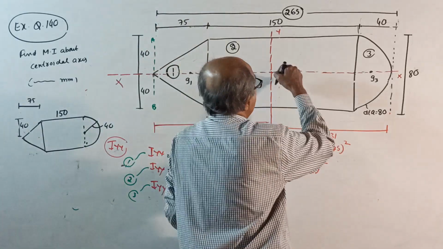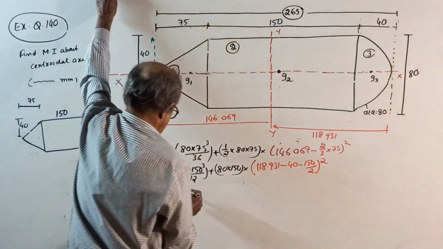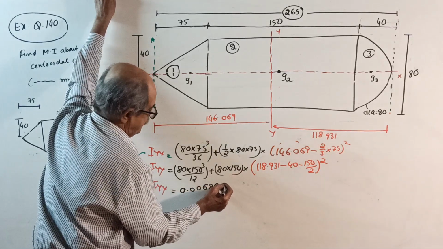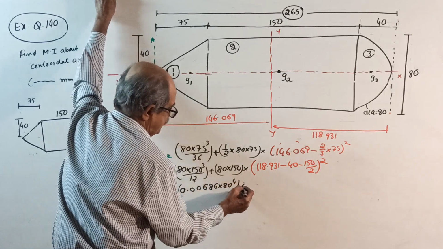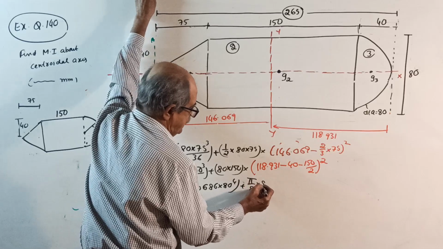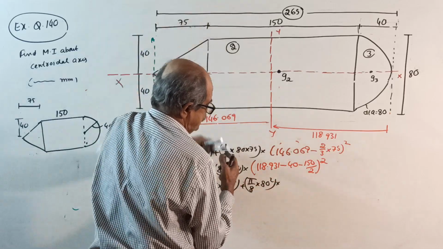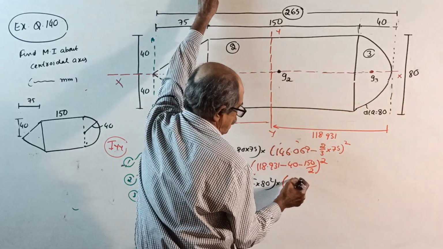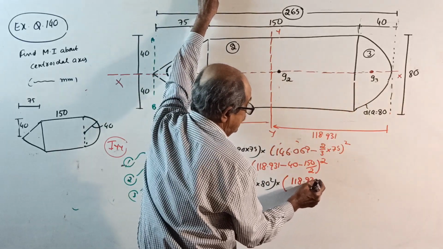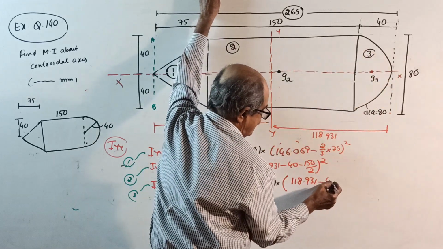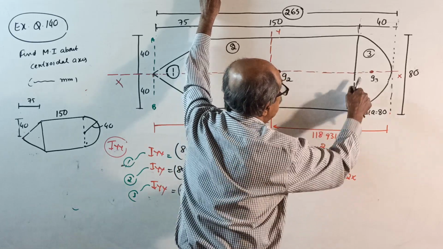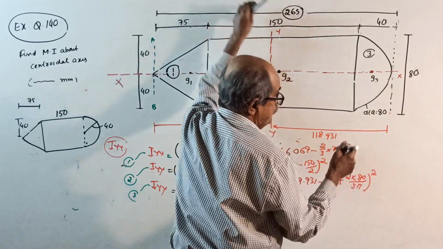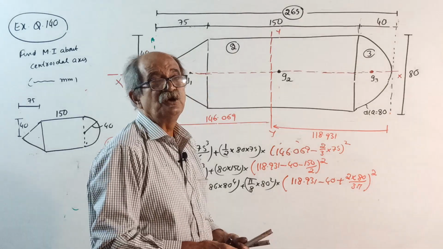Last one, I about YY. This one. 0.00686 into diameter is 80. 80 power 4 plus pi by 8 of 80 square is the area into this distance square. 118.931 minus 40 plus 2 into 2d by 3 pi. 2 into 80 divided by 3 pi whole square. This is IYY. Okay. Solve both the questions.